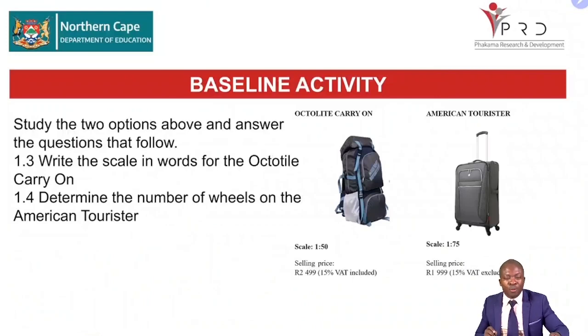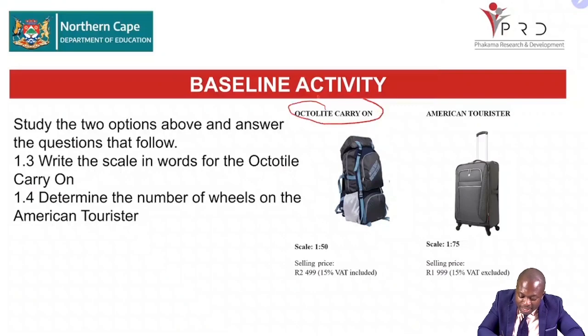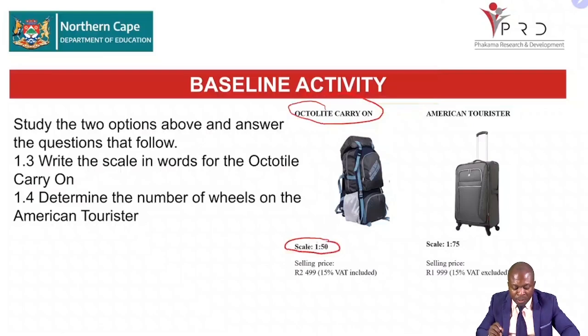For that reason, let's look at 1.3. It says write the scale in words for the Octotile carry-on. Which one is the Octotile? This one. They said write the scale. So you see, as we go, we pick the key points. Here is the scale. They said 1:50.